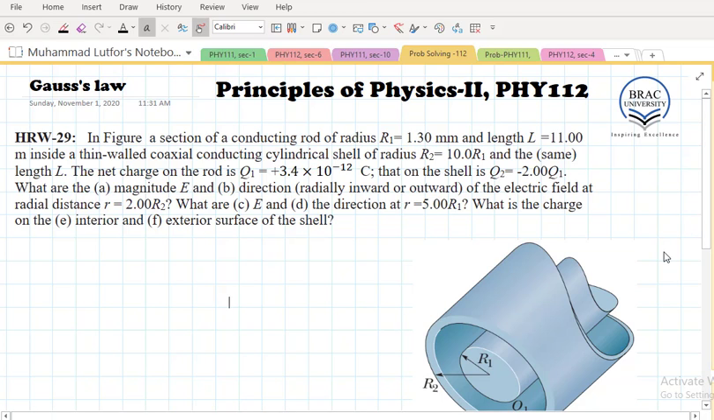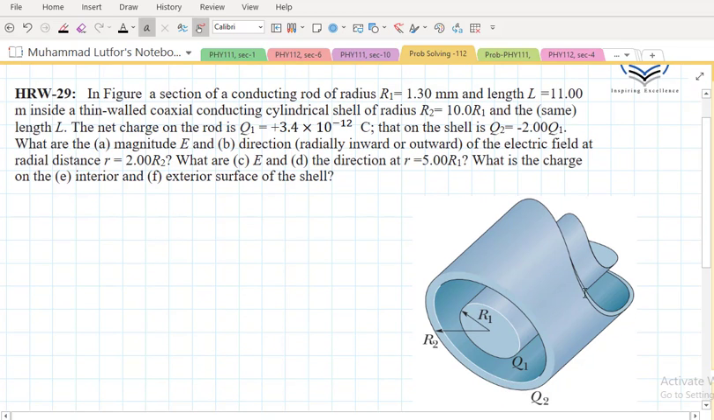Hello everyone, this is one more problem from Halliday Resnick Walker, problem number 29. In this problem, there is a conducting rod which has a radius r1 and some charge q1, and around that rod there is a conducting spherical shell which has a radius r2 and charge q2. This charge q2 is basically minus 2q1, and q1 is plus 3.4 times 10 to the minus 12 coulomb. Now we have to find the magnitude and the direction of the electric field at different distances.